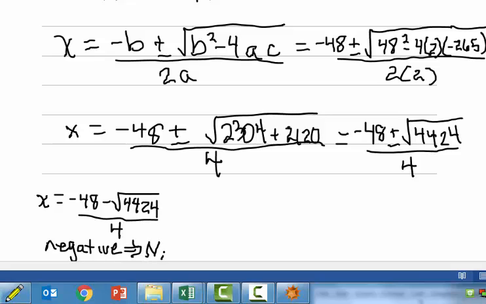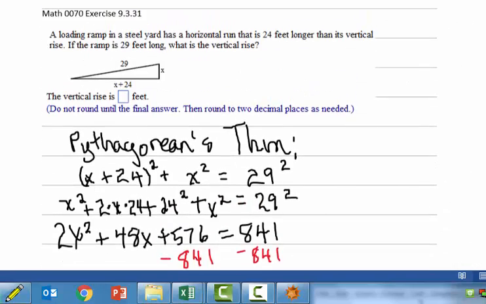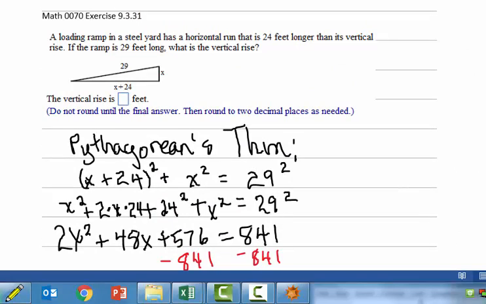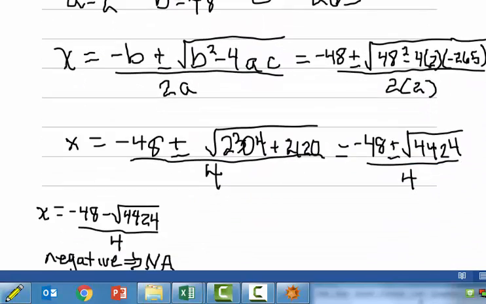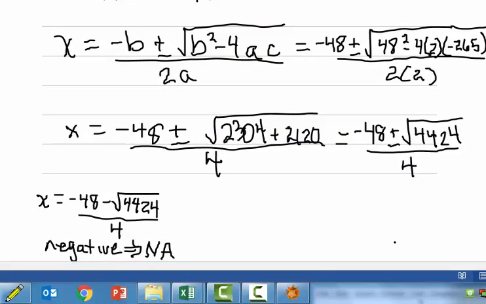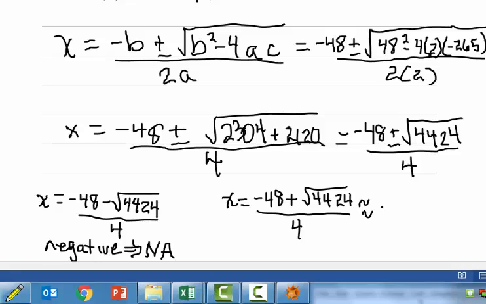So this is not applicable because this is the length of one of the legs. That cannot be negative. We cannot use it for this problem. But our answer is going to come from us adding the radical to negative 48. And because we just want to round our answer, we don't need to simplify the radical. So I'm going to put this directly into my calculator.